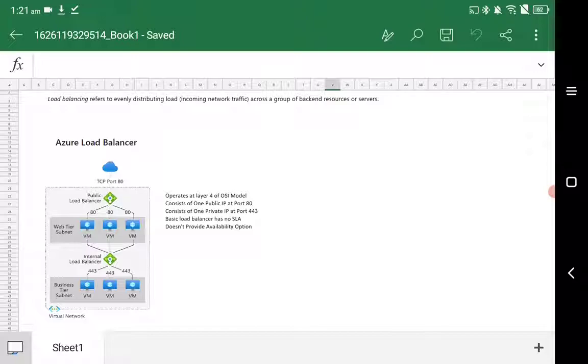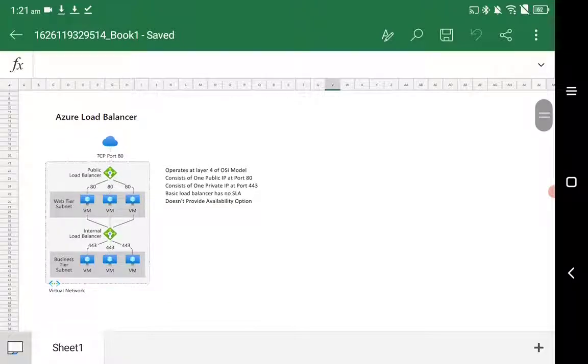Azure has basically four types of load balancers, the most commonly used ones. To start with is the Azure Load Balancer. This load balancer operates at level 4 of the OSI model. It consists of one public IP at port number 80, one private IP at port number 443. It is a basic load balancer and does not support SLA. This cannot be used for an availability option as well.